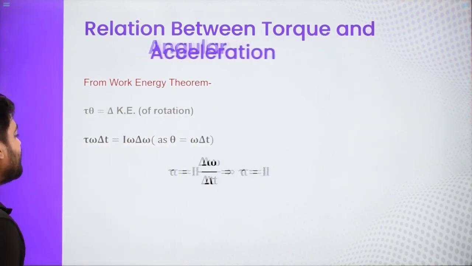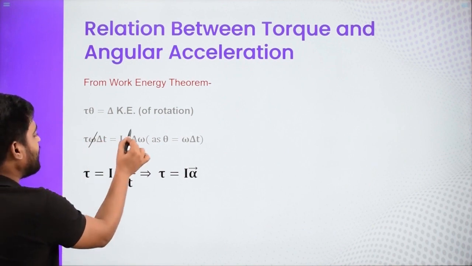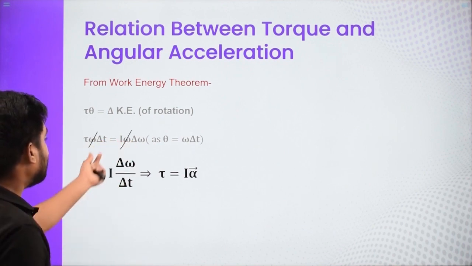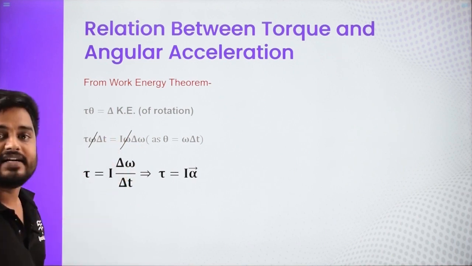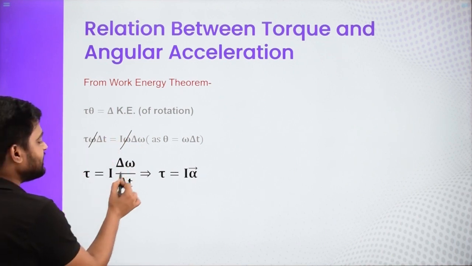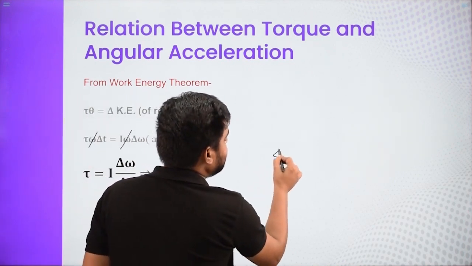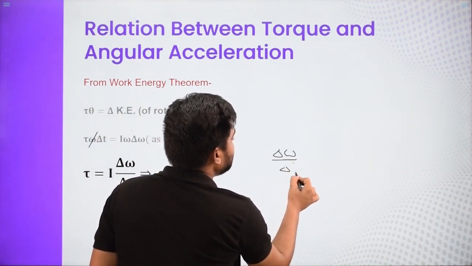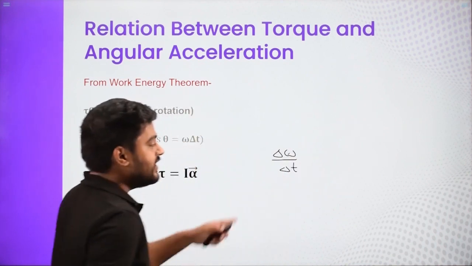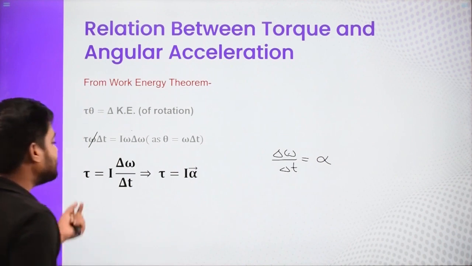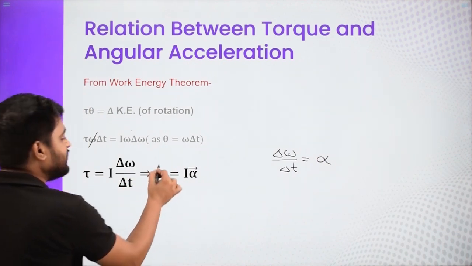We can cancel the omega from both sides, and then we get torque is equal to I, times delta omega divided by delta t. So torque is equal to I delta omega by delta t. Now what is delta omega by delta t? The change in angular velocity divided by time taken. Isn't that our angular acceleration alpha? So torque is equal to I alpha.